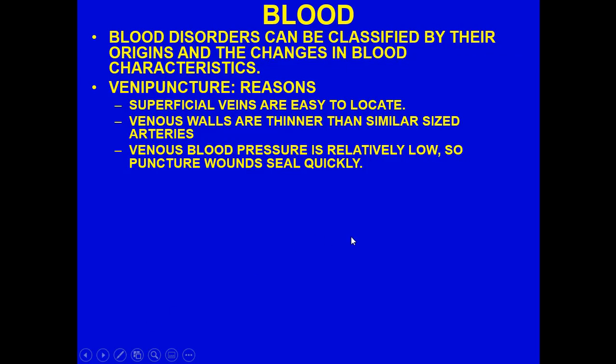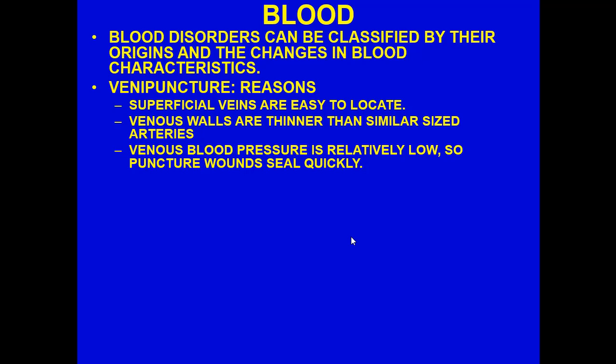Now, let's go over some blood disorders, and these can be classified by their origins and the changes in blood characteristics. Now, there's one other thing. Most of the time we see people saying, well, I need a blood sample, so let's get a venipuncture. Why do we do it this way?